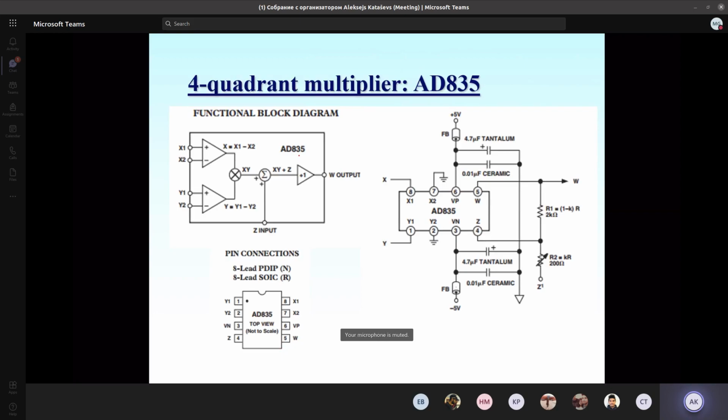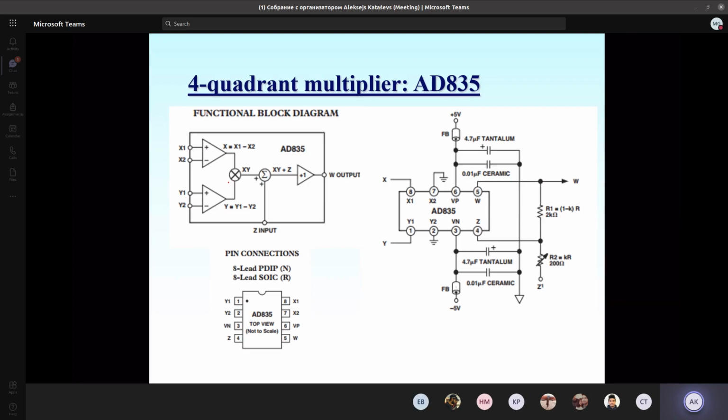And this is the example of operation for this chip AD835. It's an example of the 4-quadrant multiplier. And even more, it has two differential inputs. Actually, it calculates on the output the product between the difference x1 minus x2 and y1 minus y2. So it calculates the product.